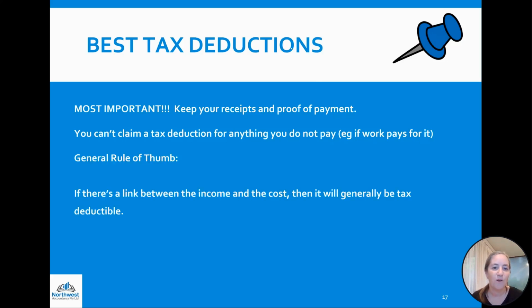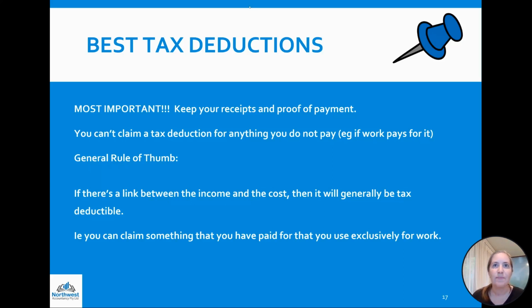And the general rule of thumb when it comes to tax deductions is if there's a link between your income and the cost, then it will generally be tax deductible. So there's got to be some sort of link or a nexus between the cost and the income, and then we can generally find a way to make it tax deductible.